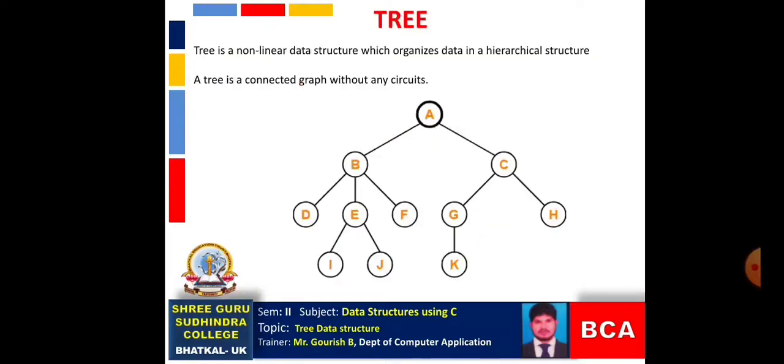A tree is a hierarchical data structure. What is a hierarchical data structure? For example, consider the Indian government system. At the top we have our Prime Minister, the PM. Under that, the second level is the different states' CMs. And below that we have MLAs. So here there are multiple levels.